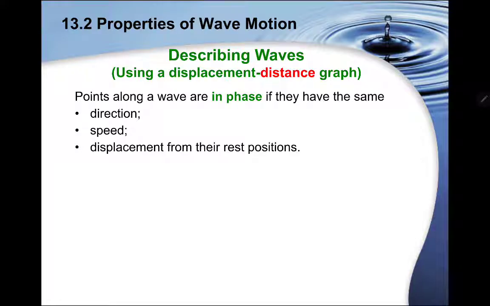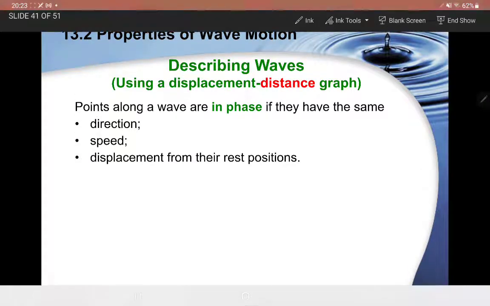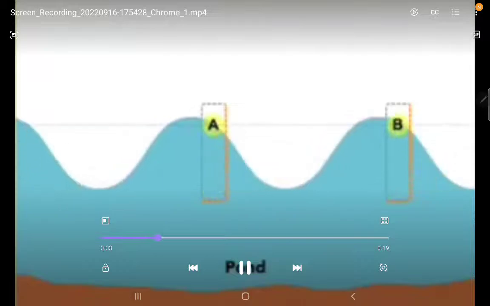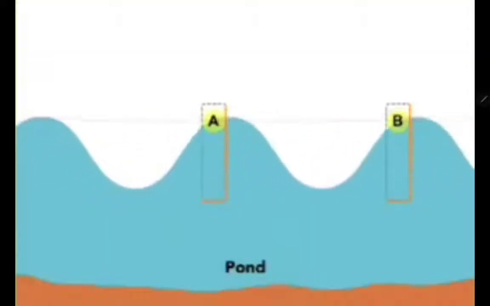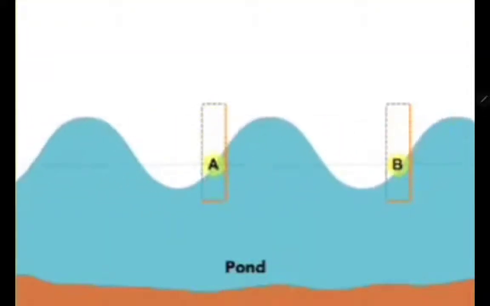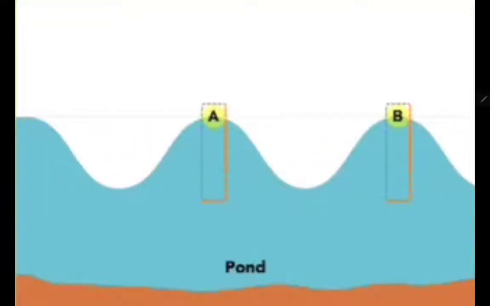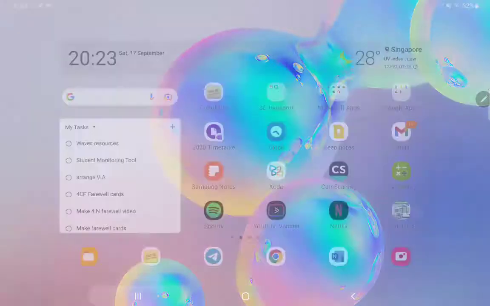So what does this mean? Let me show you a short clip here. Notice that points A and B always have the same vertical displacement and they are moving in the same direction at the same speed. So this means that A and B have the same phase of vibration. So two points in phase would look like that.